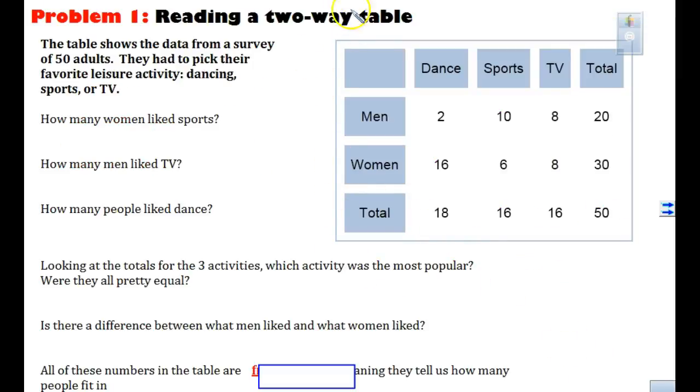So as we read this two-way table, making sure you're understanding, it says in this one they surveyed 50 adults. That's in our total. They had them pick their favorite leisure activity: dancing, sports, or TV. So I would like you to just look through these questions and put down some numbers, especially for the first 3, and then we'll go from there. So for those first 3, what are we looking at as you look at that table that you could fill in?